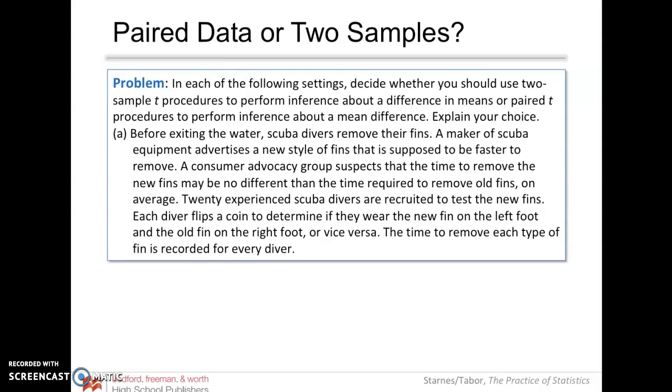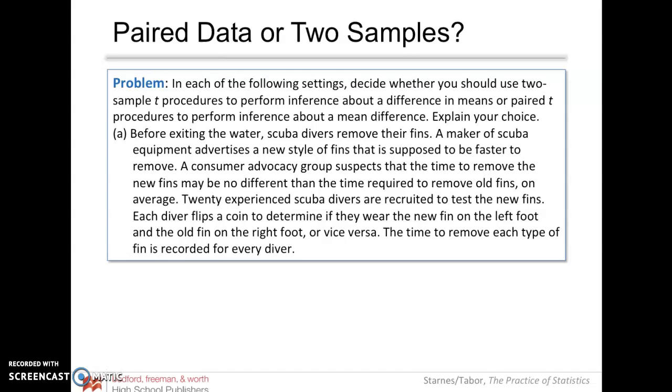Okay, new problem. In each of the following settings, decide whether you should use a two-sample t-procedures to perform inference about a difference in means, or paired t-procedures to perform inference about a mean difference, and explain your choice. So for question A, before exiting the water, scuba divers remove their fins. A maker of scuba equipment advertises a new style of fins that is supposed to be faster to remove. A consumer advocacy group suspects that the time to remove the new fins may be no different than the time required to remove the old fins on average.